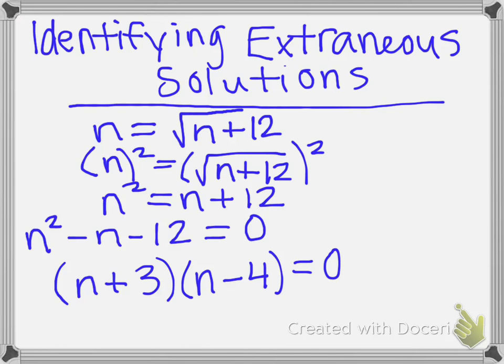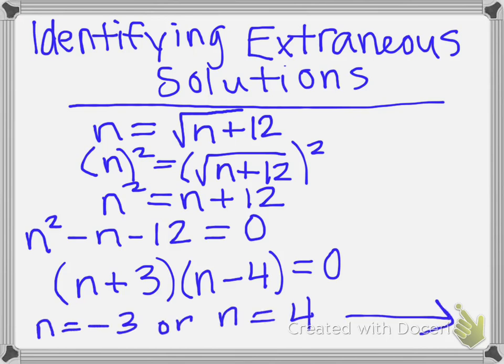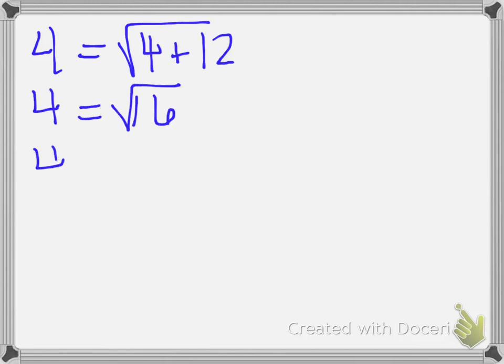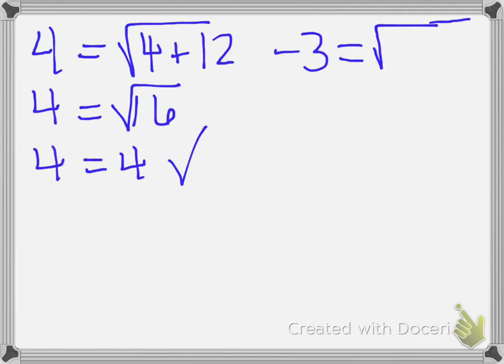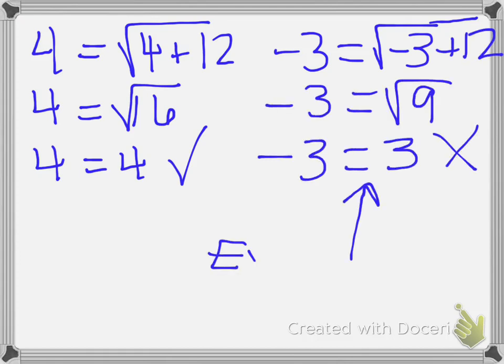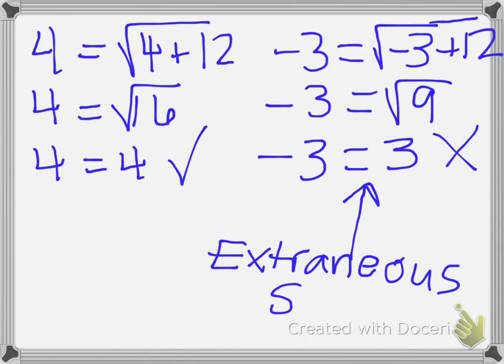And from here, we're going to look at those solutions. So n equals negative 3, or n equals 4. Now to see if either of these are extraneous, we're going to plug them back into that original equation and check. So 4 equals the square root of 4 plus 12. 4 equals the square root of 16. So that one works out. But when we plug negative 3 in, it does not work out. So that means it's an extraneous solution.